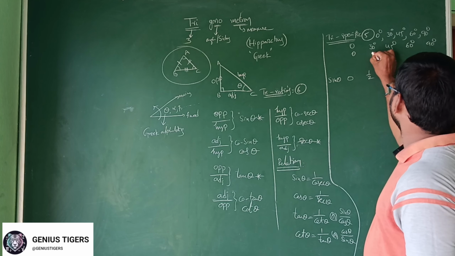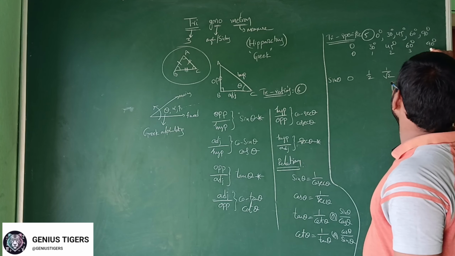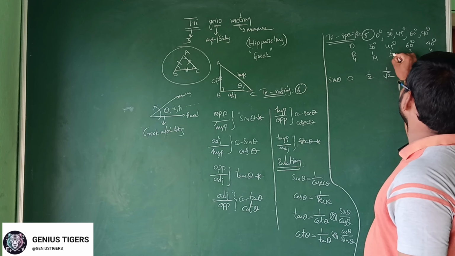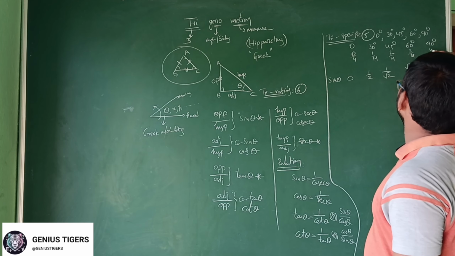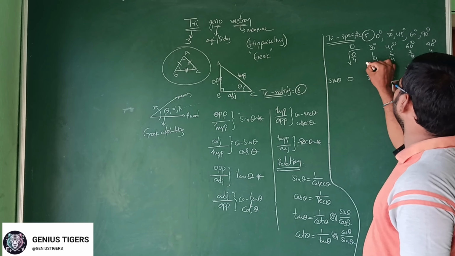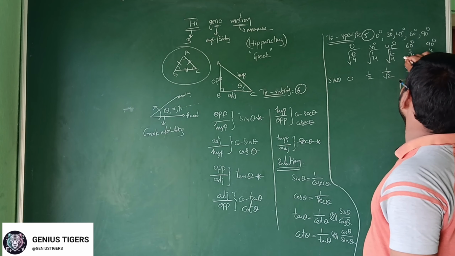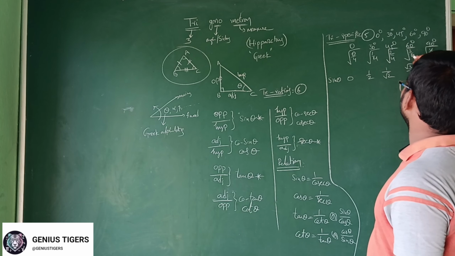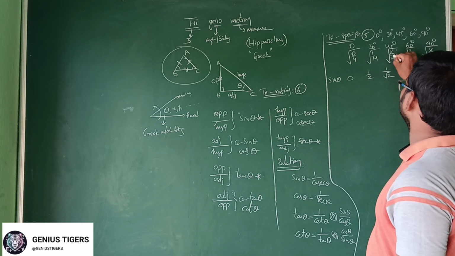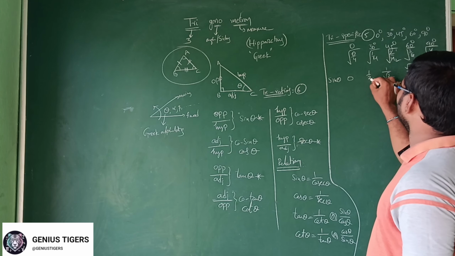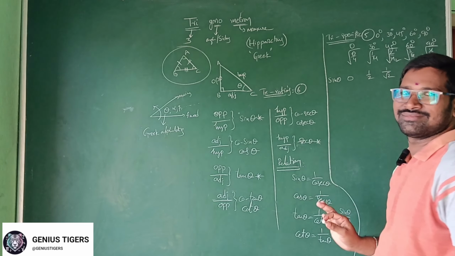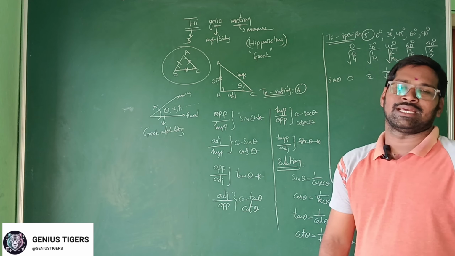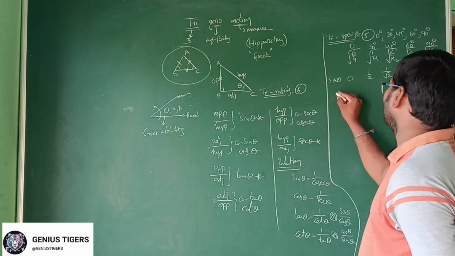0, 1, 2, 3, 4. 0 by 4, 1 by 4, 2 by 4, 3 by 4, 4 by 4. You can apply root to all of them. 4, 4 get cancelled, 1. Root 3 by root 2, value 2. 1 by 2, 2 by 2 is root 2. See, 1 by root 0. It is a small trick. We have to use that small trick, then we have to find the values.